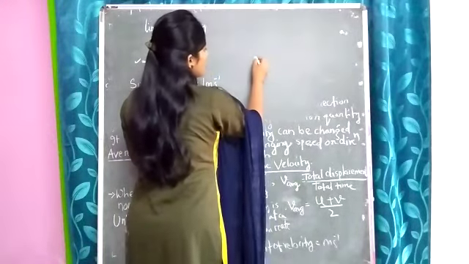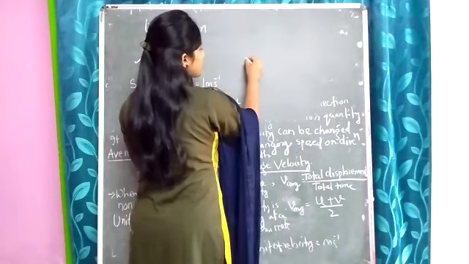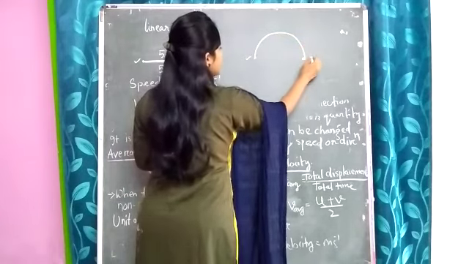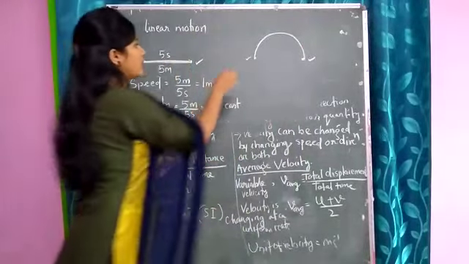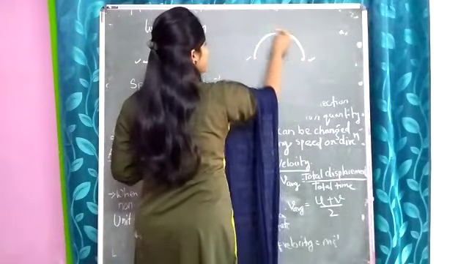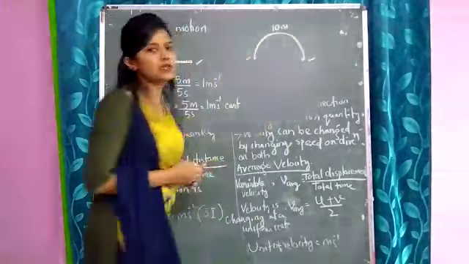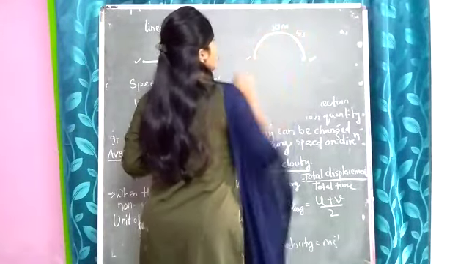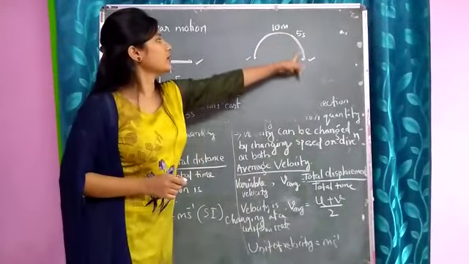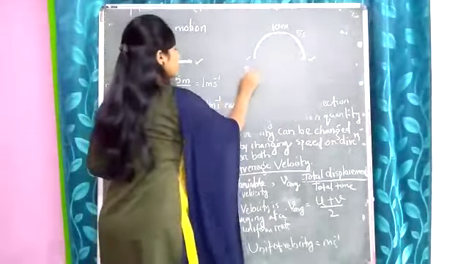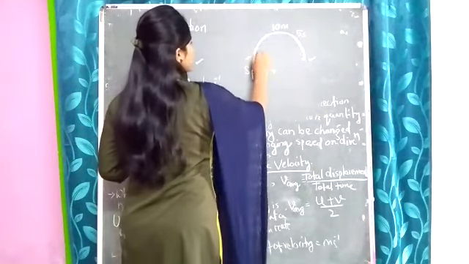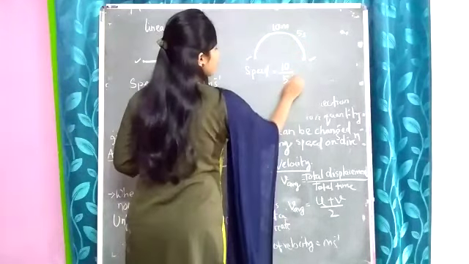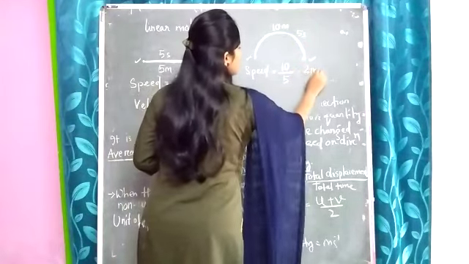Suppose there is a body whose initial position is like this, and it is moving like this, and this is its final position. What is the total distance travelled by it? Suppose the total distance is 10 meter and it takes 5 seconds to cover this 10 meter. So what will be the speed? The total distance is 10, divided by the total time, 5. So the answer will be 2 meter per second.